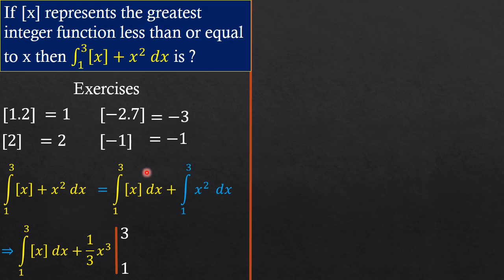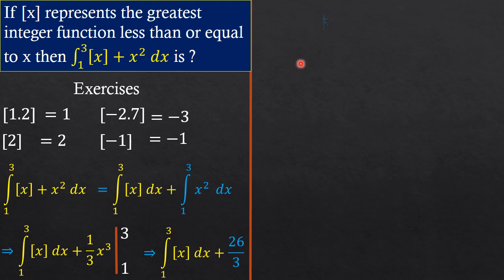Great. So if we evaluate this well, when we put in the limits of integration and subtract, we are going to have 26/3. So we have succeeded in getting the integral going from 1 to 3 of x squared dx. Let's now get the integral from 1 to 3 of the floor function of x dx.